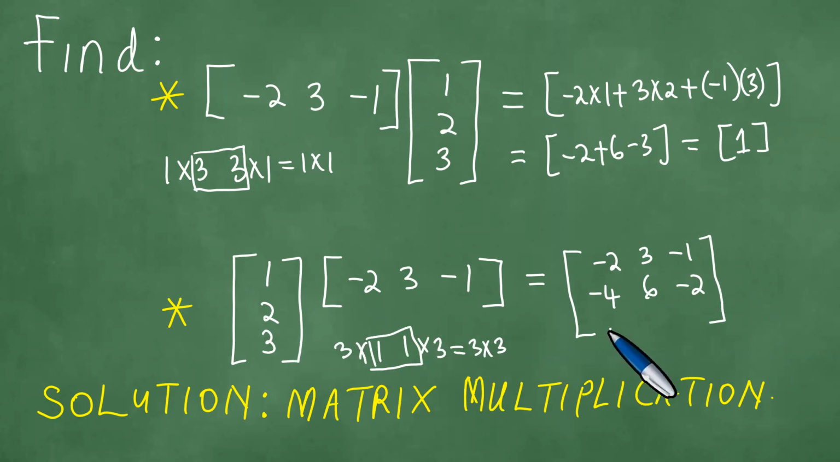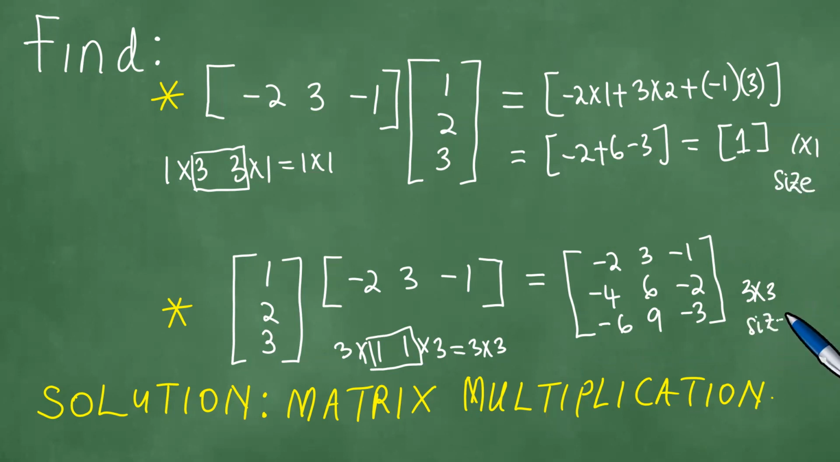3 times minus 2 is minus 6. 3 times 3 is 9. 3 times minus 1 is actually minus 3. And therefore, we have computed the products of the vectors here, and we got the results. So we can see this one is a 3 by 3 matrix, and this one is certainly a 1 by 1 matrix.